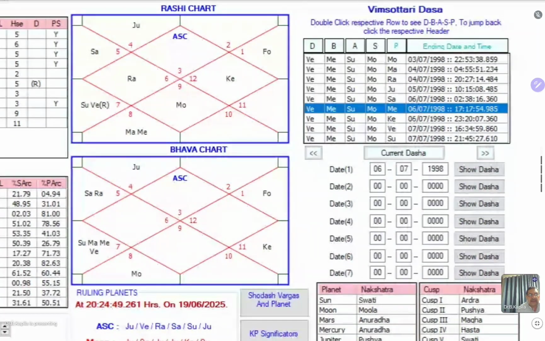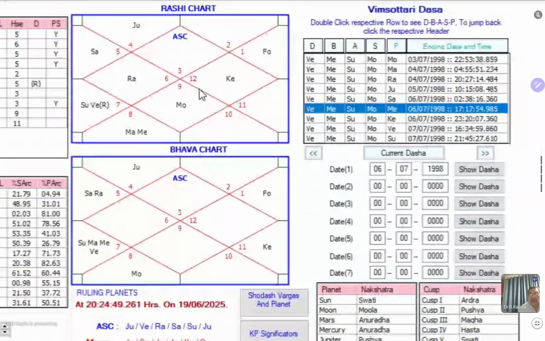Venus is in Jupiter star, in Saturn sub, and in Rahu sub. Rahu is Mercury and Sun. Rahu has PS, Mercury has PS, Sun has PS. Jupiter has no PS, Saturn has no PS, and Venus has no PS. So Venus will give the result through its star lord.